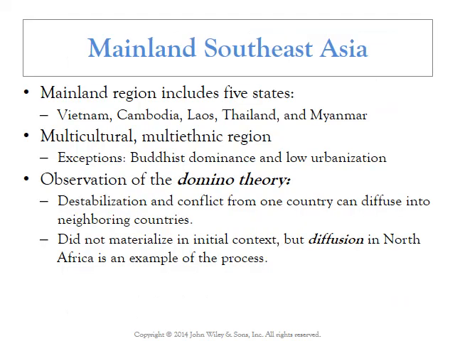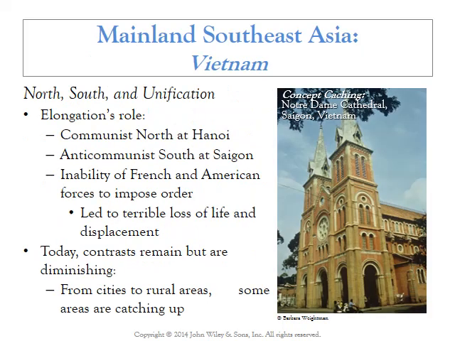So mainland Southeast Asia is made up of 5 countries: Vietnam, Cambodia, Laos, Thailand, and Myanmar, which formerly was known as Burma. To most Americans, of course, we think about Vietnam. Vietnam was the country that the U.S. was involved in a war with from the early 60s into the mid-70s.